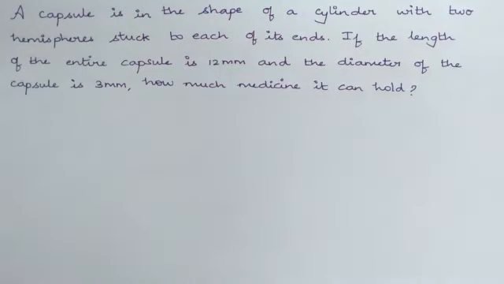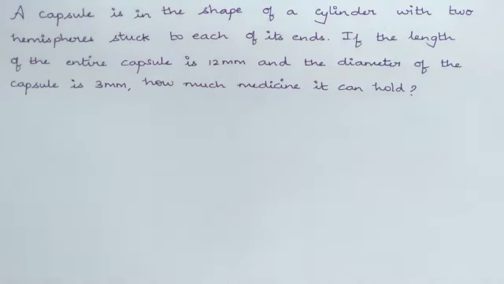A capsule is in the shape of a cylinder with two hemispheres stuck to each of its ends. If the length of the entire capsule is 12 millimeter and the diameter of the capsule is 3 millimeter, how much medicine can it hold? So this is the question.